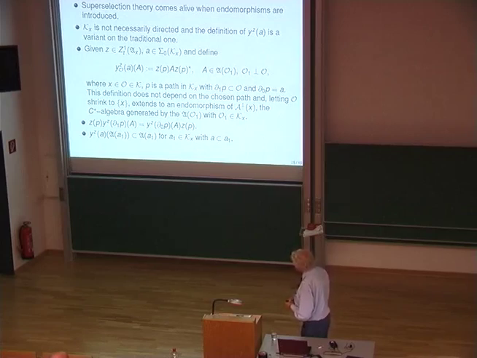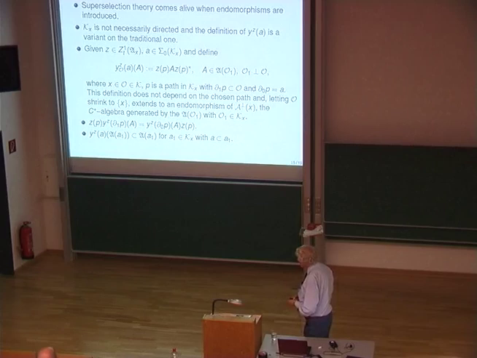The endomorphism, as usual, is defined as being locally given by the one co-cycle. That's this formula, y_z of A in A is equal to z_p A z_p star. That is defined as an A of O, with O1 space-like to O. And there are conditions on the path. And this definition does not depend on the chosen path.